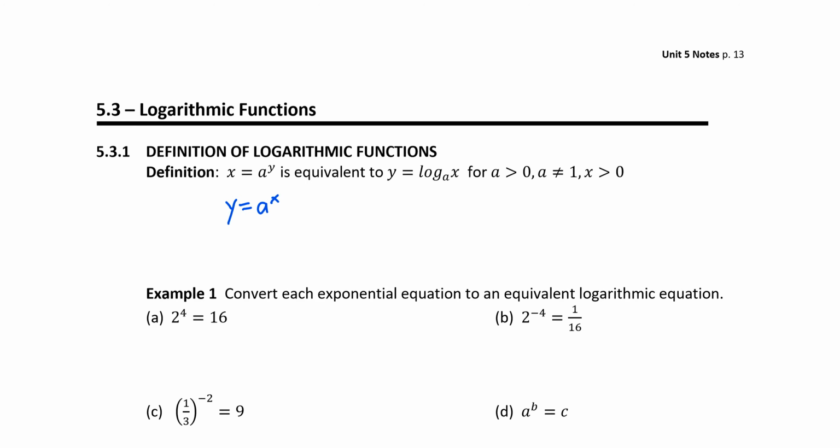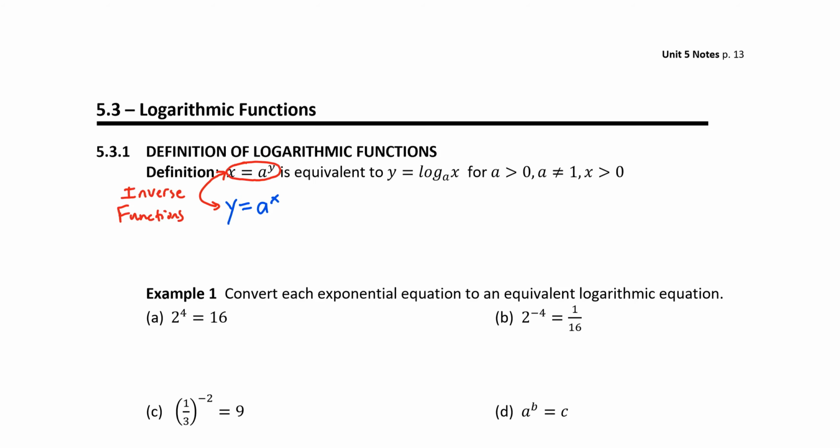Did you notice that x and y have been switched? Now, what happens when we switch x and y? Well, when we switch x and y, symbolically we're reversing the domain and the range, and we're creating an inverse function. So these two functions are inverse functions. X and y have been switched. So when we look at x equals a to the y, we are dealing with the inverse function of our basic exponential function.